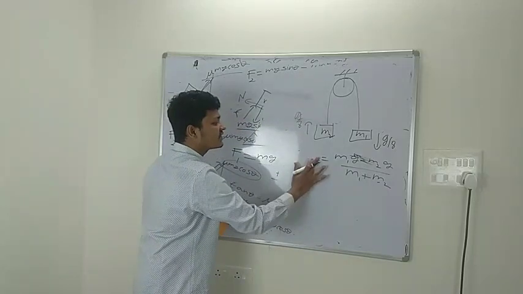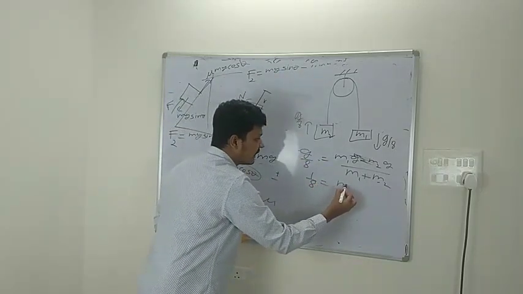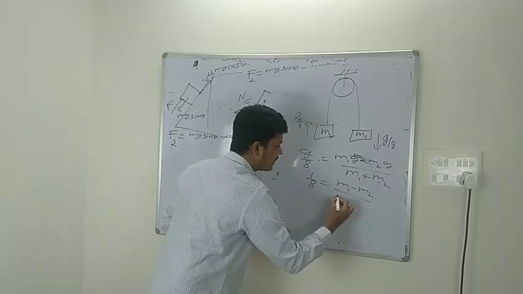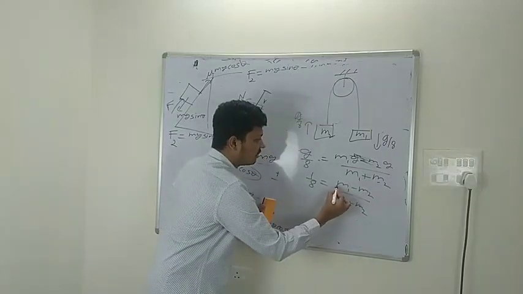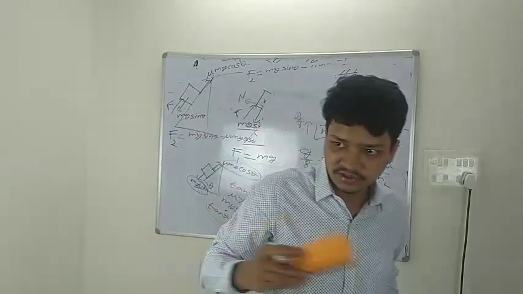Now this acceleration they gave us as g by 8. So cancel g: m1 minus m2 by m1 plus m2. Now divide by m2 here, and then you will get your answer. Next question.